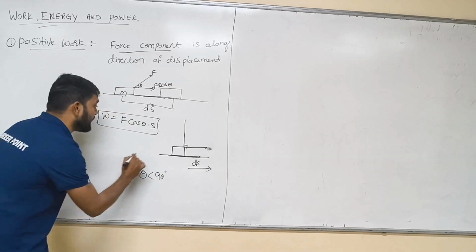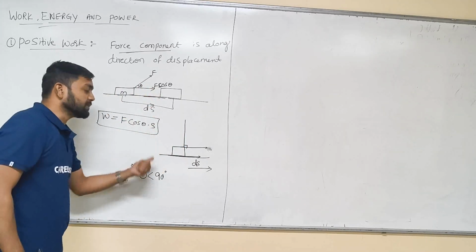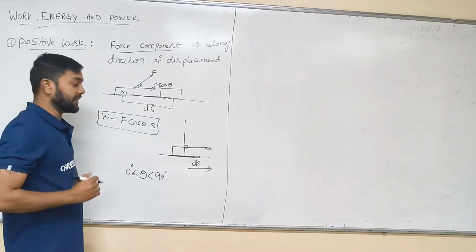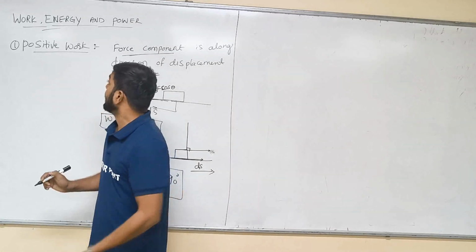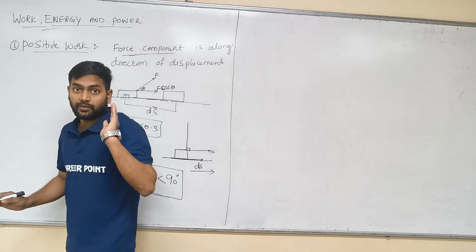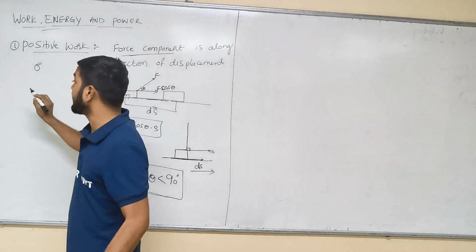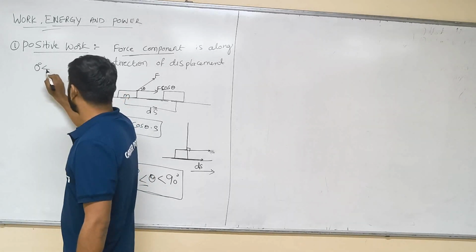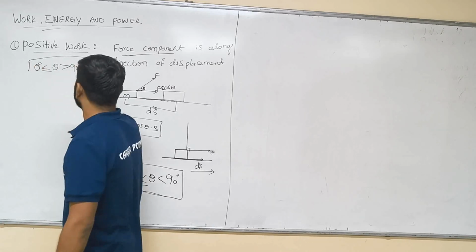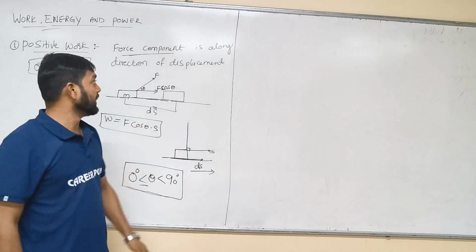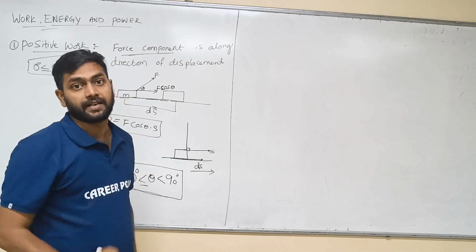The angle between the force component and the displacement must be less than 90 degrees. So the angle for the positive work is from 0 to 90 degrees, greater than 0 degrees and less than 90 degrees. Okay, so this is for positive work. The angle between the force component and the displacement should be less than 90 degrees.